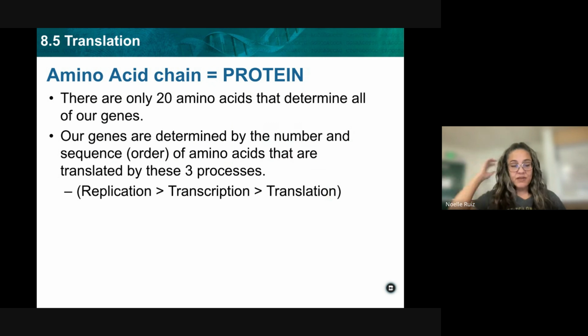Our genes are determined by the number and sequence of amino acids that are translated by these 3 processes: replication, transcription, and translation. So that is the end of translation. And we put this together with gene expression. So how do those proteins actually express our genes?